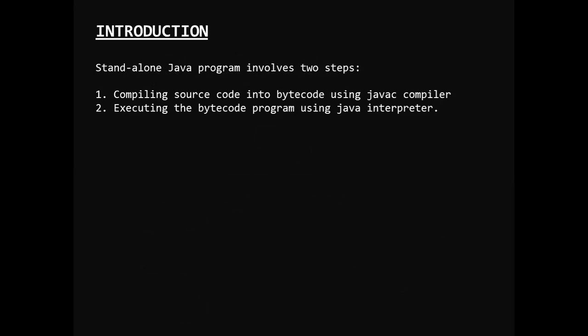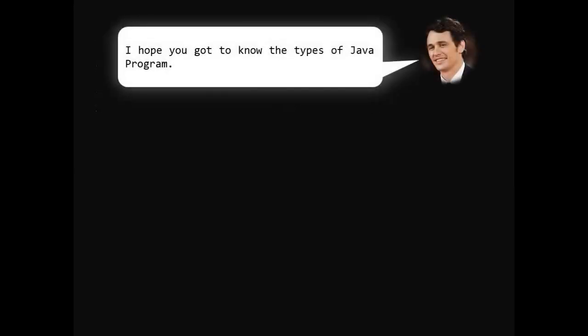We can develop applets for doing everything from simple animated graphics to complex games and utilities. Since applets are embedded in an HTML, or hypertext markup language, document and run inside a web page, creating and running applets are more complex than creating an application. Standalone programs can read and write files and perform certain operations that applets cannot do. An applet can only run within a web browser. I hope you got to know the types of Java program.